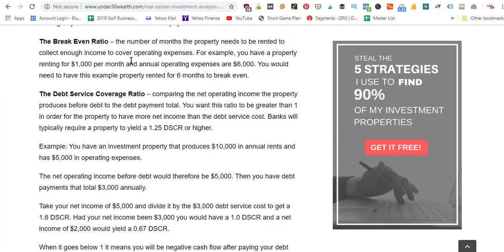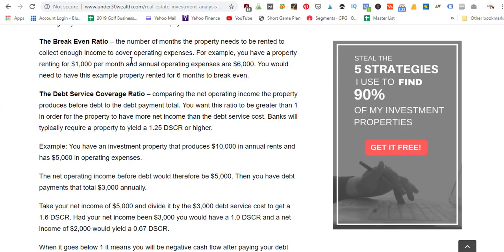The break-even ratio is the number of months the property needs to be rented to collect enough income to cover your operating expenses. So if you're trying to plan out how long a property could sit vacant and you could still break even on the property, this is the break-even ratio. So if you're typically bringing in $1,000 a month in rent, you're going to make about $12,000 a year if it's fully occupied all 12 months.